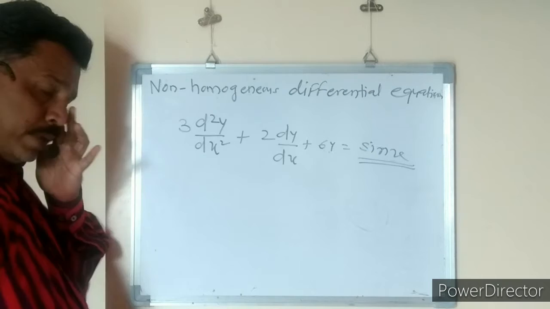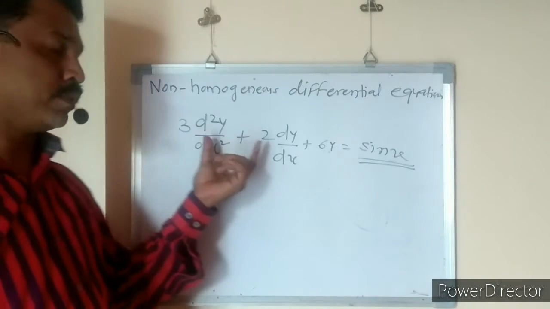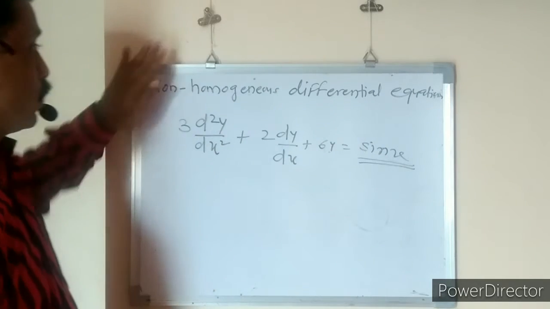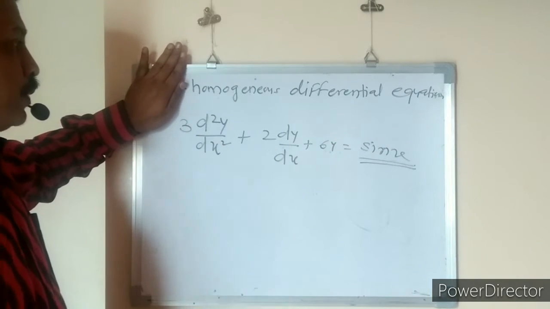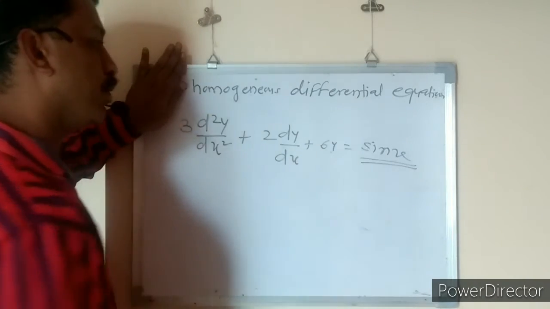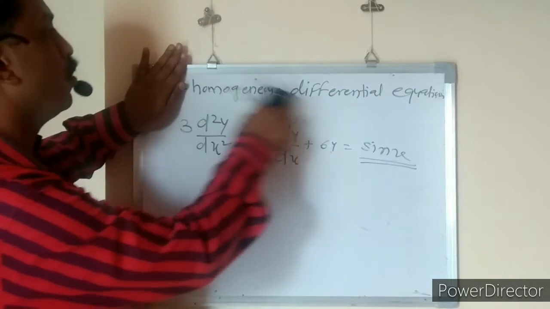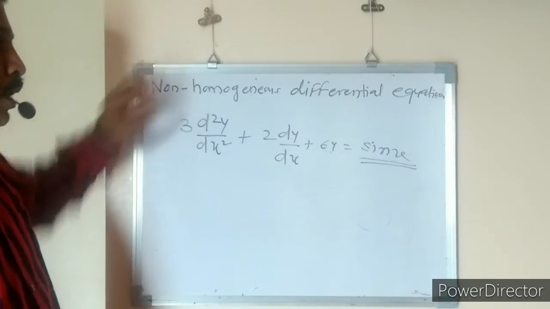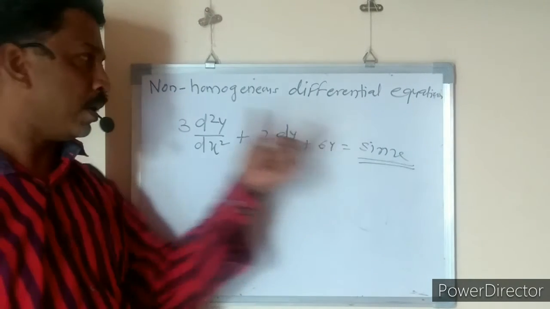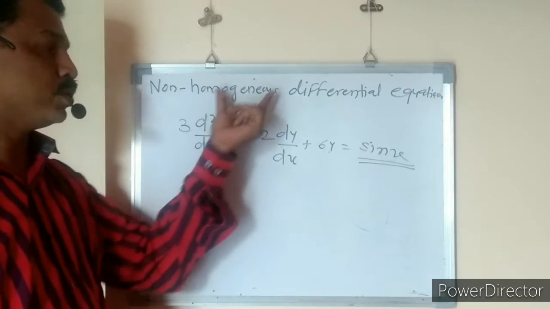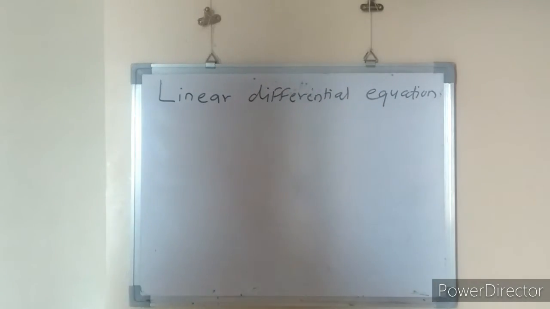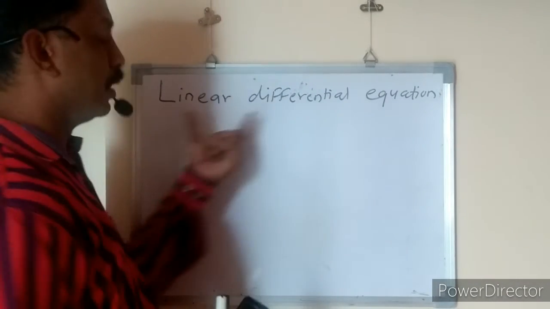If the term of the dependent variable is present in each and every part of the equation, then it is known as a homogeneous equation. Means if y is present here, here also, and here also, then the equation is known as a homogeneous differential equation. But in this particular equation, the dependent variable y term is not present, therefore it is known as a non-homogeneous differential equation.